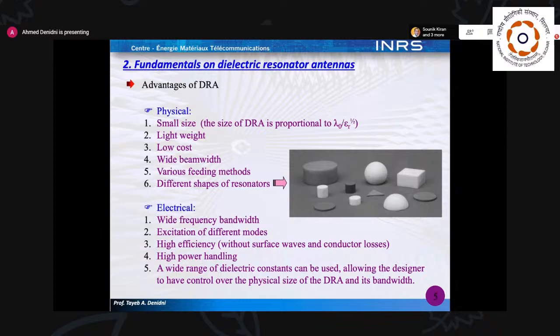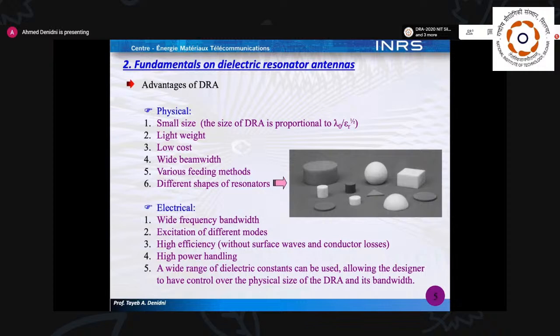Another advantage is that they can handle high power. This is very, very important, especially if you use your antenna at a base station and you have huge power to transmit to cover some region. This way, with a dielectric resonator, we can handle high power at the base station or at the access point, whatever, depending on the application. If you need to transmit high power, we can use this type of antenna. It depends also on the feeding, but the beauty of this dielectric resonator is that we can use high power.